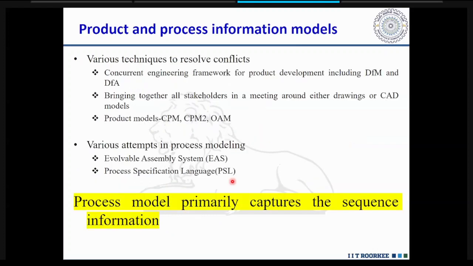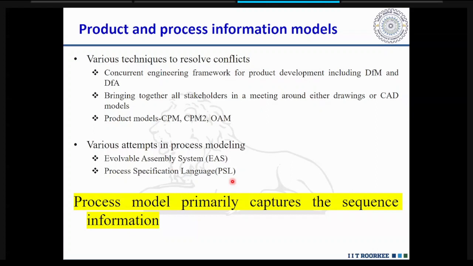So to resolve these kinds of issues, we are not the first people doing this. Many people in the literature are trying to address it. Basically, they are using concurrent engineering frameworks for product development, including design for manufacturing and design for assembly.